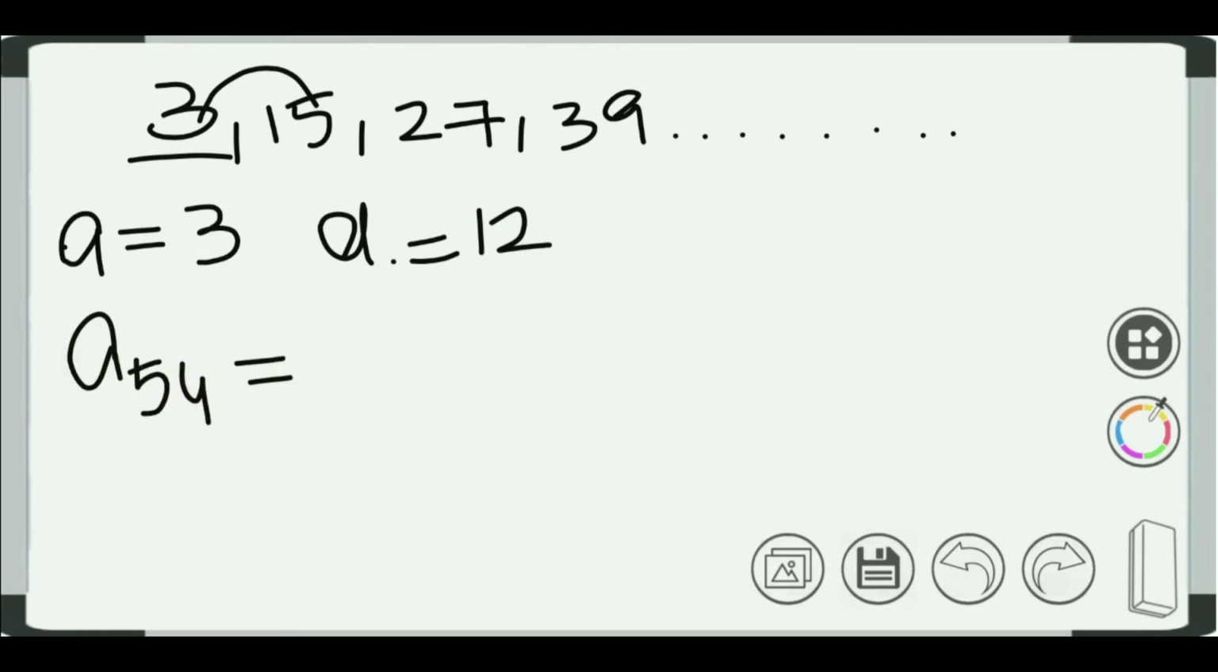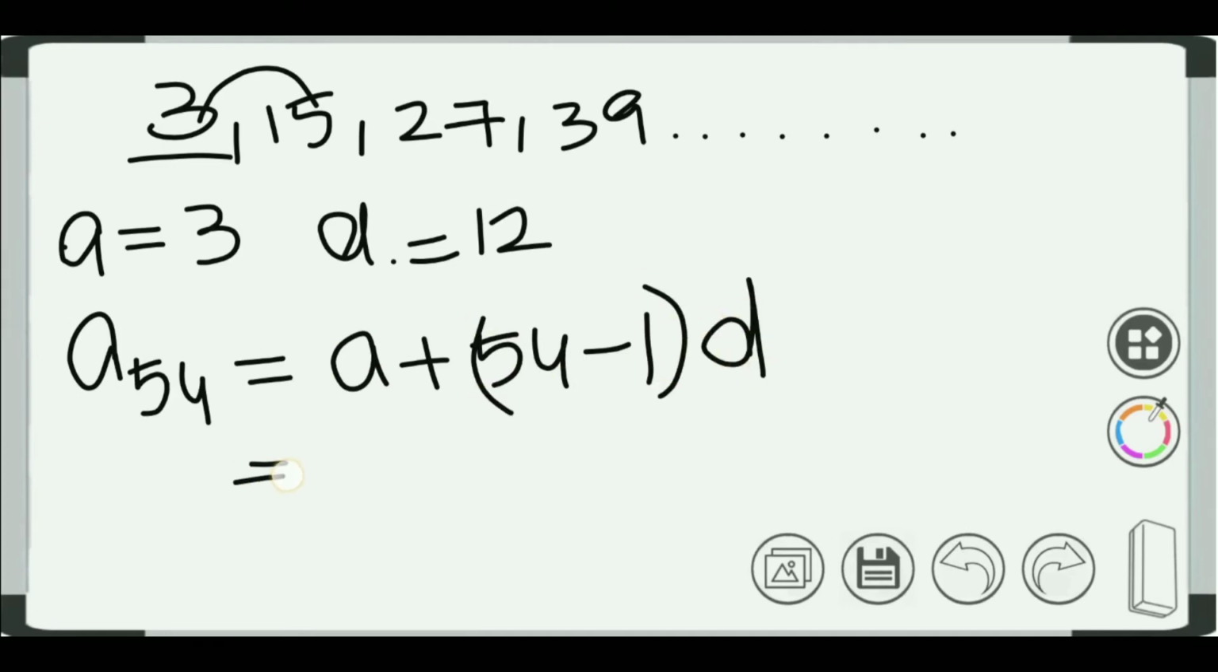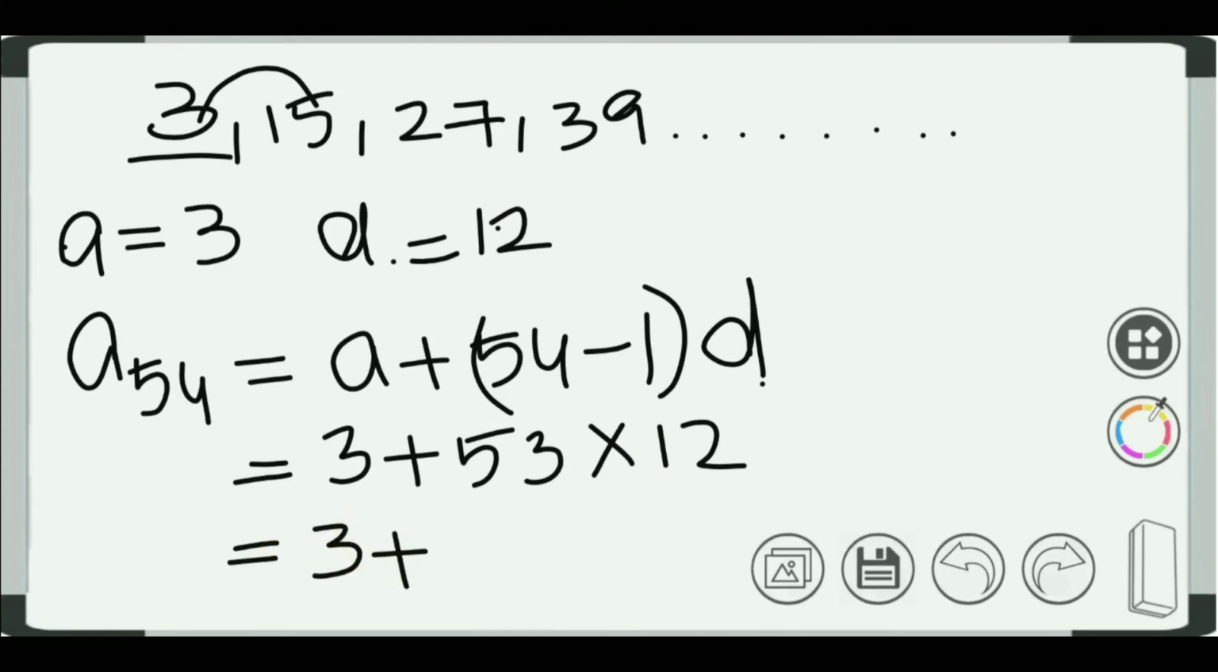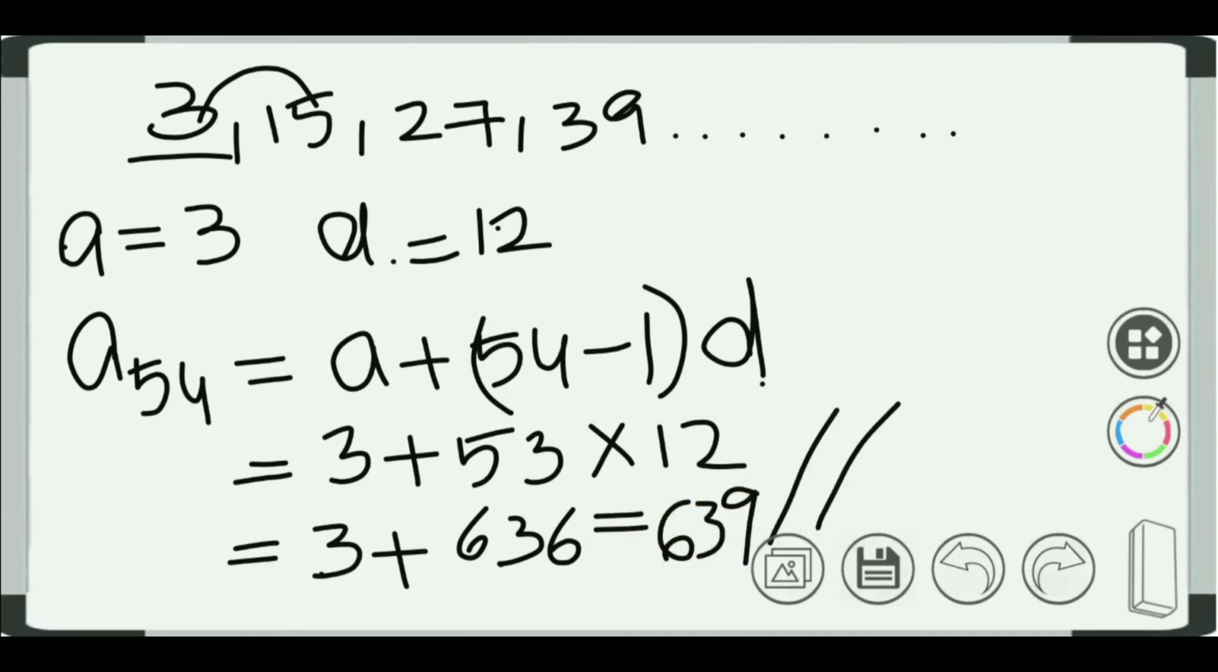What is A54? A plus 54 minus 1 into D. Substitute the value of A and D. 3 plus 54 minus 1, 53, into what is D? 12. So 3 plus 53 into 12, 636. So 636 plus 3 is 639. So now you got what is A54.